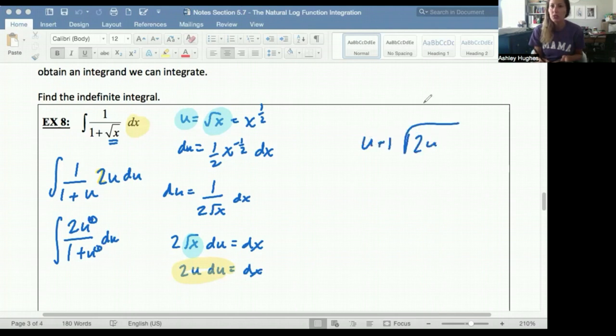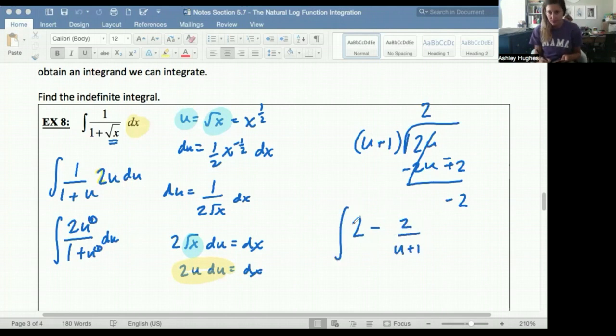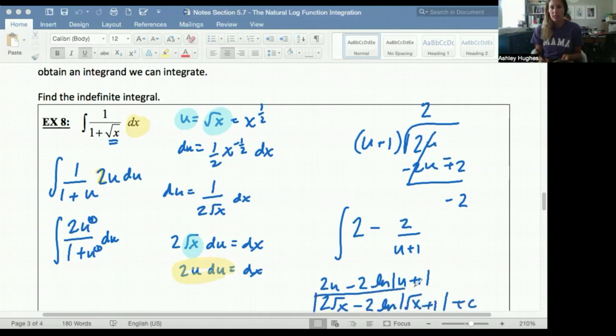U times what is 2u? 2. And you multiply both of these times 2. So 2u plus 2. Switch the signs. So we get 2 minus, we take the quotient and put it over the divisor. And then we're going to integrate each of these. The integral of 2 is just 2u, and then that is going to be 2 natural log of u plus 1. And then lastly, you put back in what u is. U is root x, so we get 2 root x minus 2 natural log root x plus 1 plus c. That is the answer to that problem.